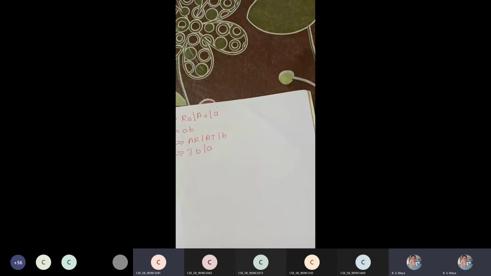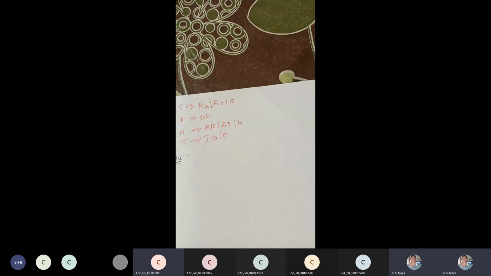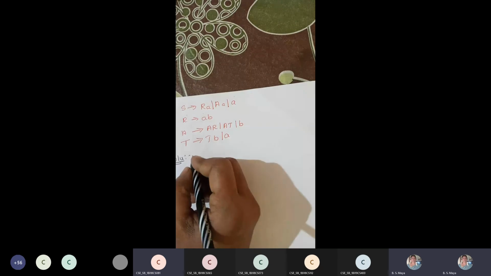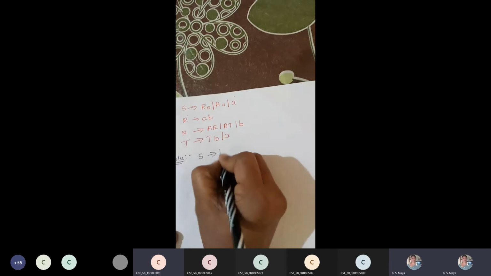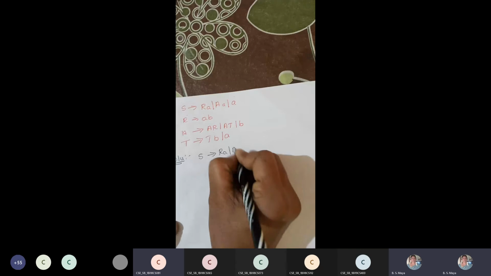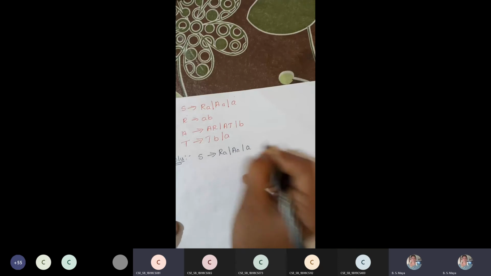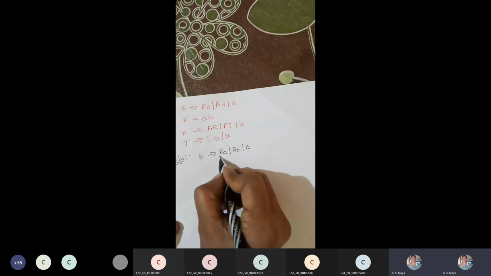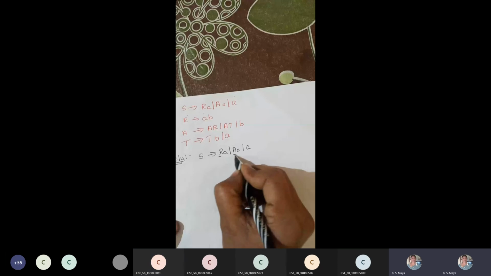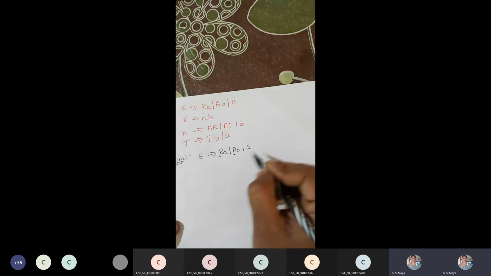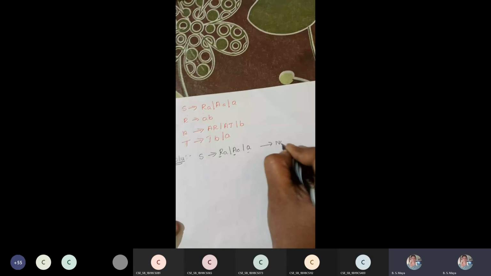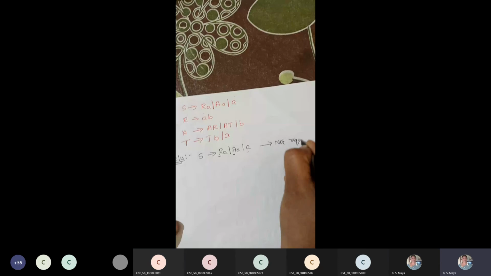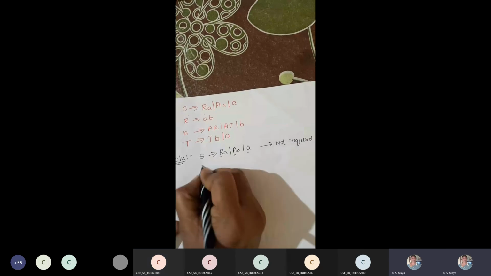How to start? Meghana? The first one, is it required, left recursion? No, ma'am. Can you observe now? All of you observe the first production. S derives RA, RAA, RA. That does not start with capital S. The second production also does not start with capital S. The third production also does not start with capital S. Then you have to write down: not required, left recursion.